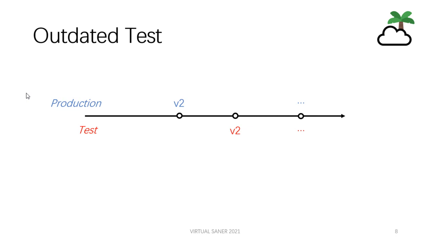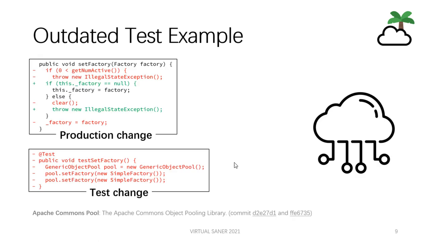We introduced a concept of outdated test. We refer to the time axis shown before. In the figure, we see that the test code V2 is updated after the production code V2. So during this time interval, the test code is outdated.